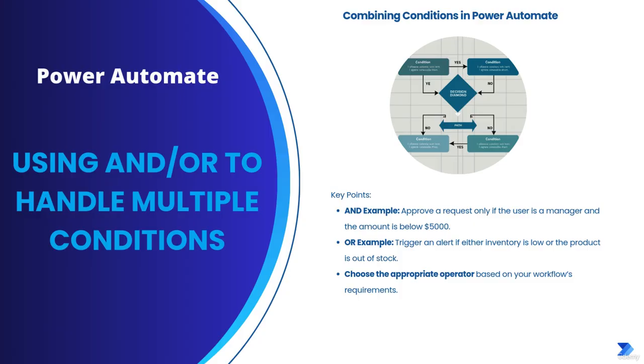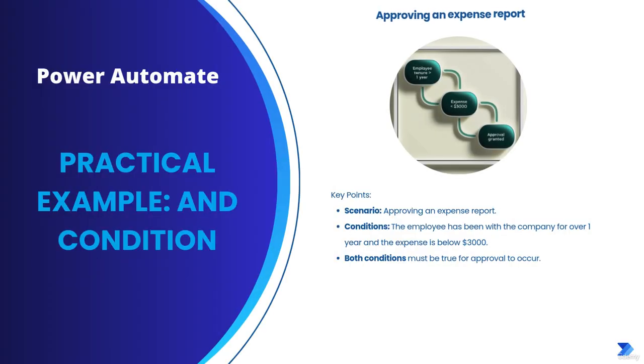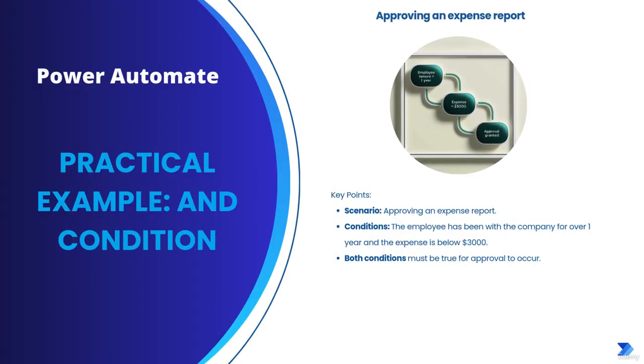Practical examples: combining multiple conditions. Let's explore two practical examples where we combine conditions using AND and OR. Scenario 1. Approving expenses. AND example: in a company, an expense report is approved only if the employee has been with the company for over a year, and the total expense is less than $3,000. In this case, both conditions must be true for the approval to proceed. This would be an example of using the AND operator, as both conditions are required.